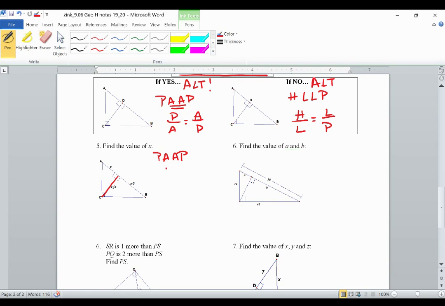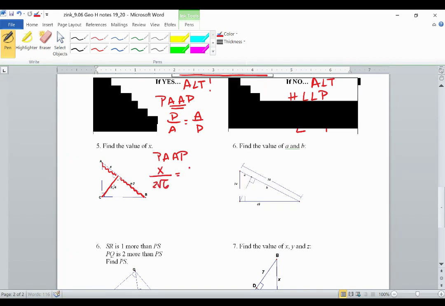So we are going to take part of our 2 parts where they meet, where the altitude meets the hypotenuse. So one part is x over my altitude is 2 rad 6 equals that altitude again, 2 rad 6 over the other part, which is x minus 2.